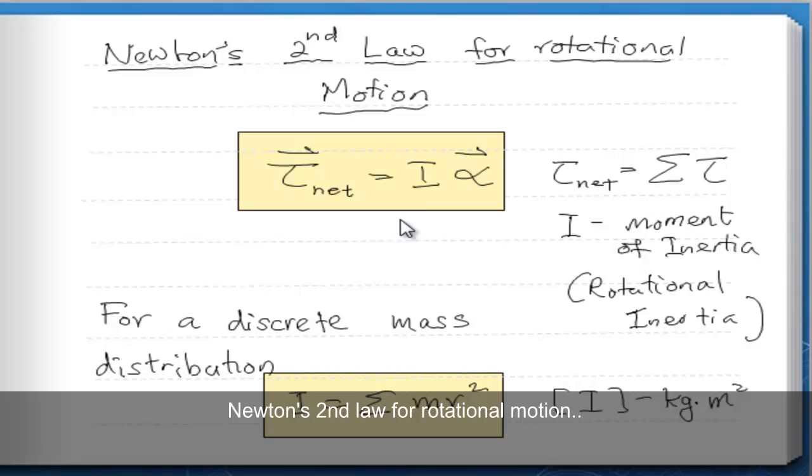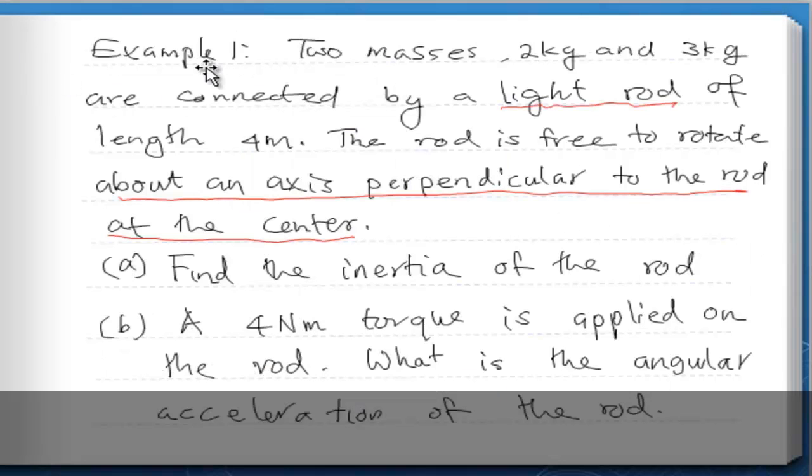The question is, how do you find this I? For a discrete mass distribution, we can easily find I, which is sigma m r squared. And the units of I are kilograms times meter squared. Let's go over an example to see how to find the inertia of this discrete mass distribution.